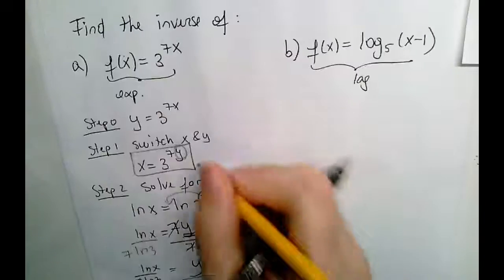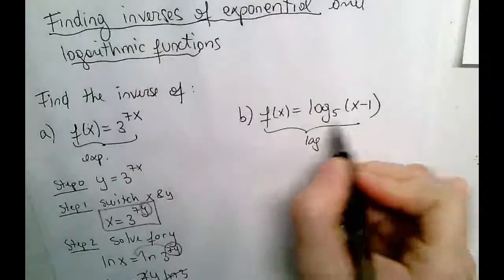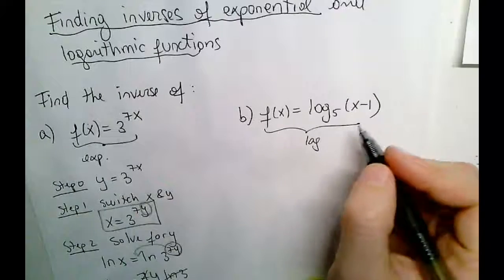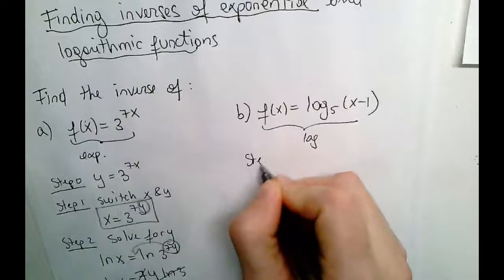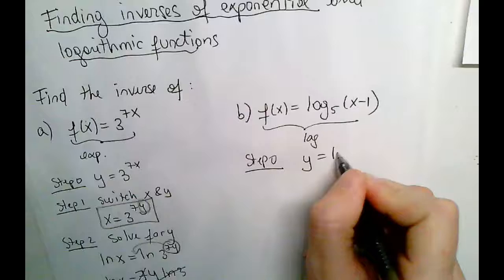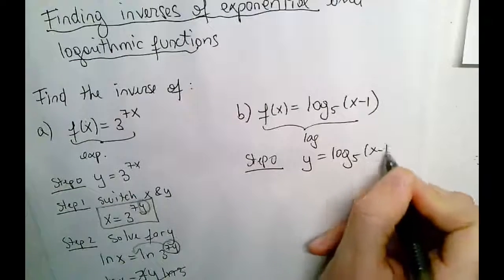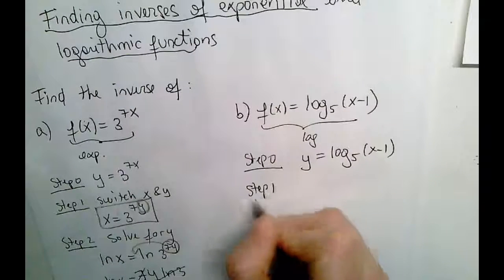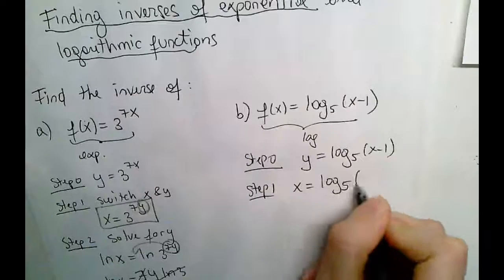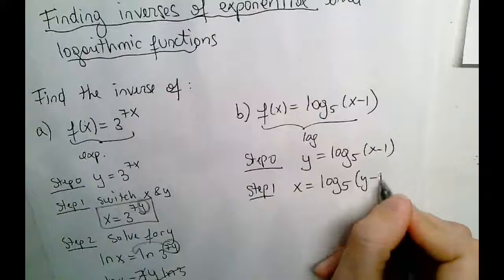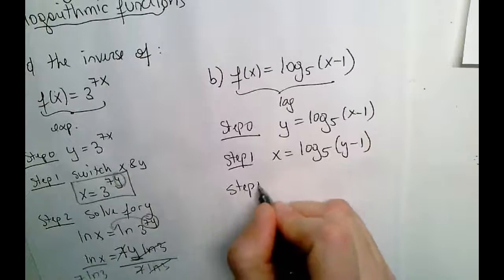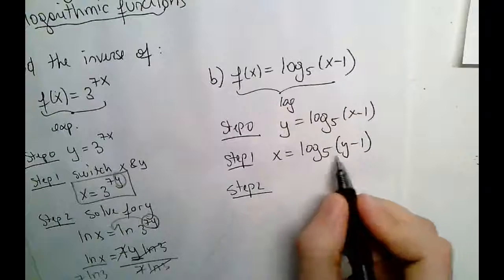So let's see the other way. When the function is a log, the inverse is going to be an exponential. So step 0 is, instead of f of x, I'm going to write y. Step 1, switch x and y, so instead of y I'm going to have x, and instead of x I'm going to have y. Alright, now solve for y. Step 2 is solve for y.